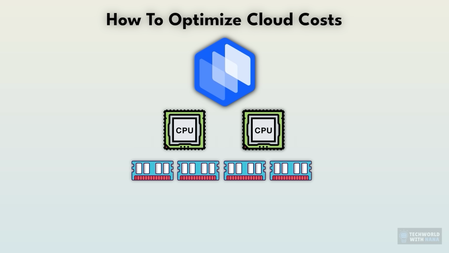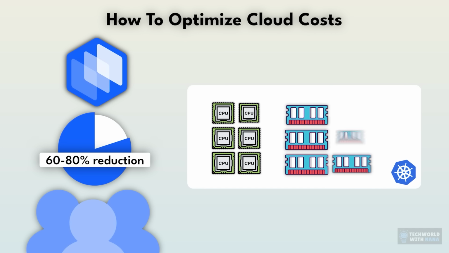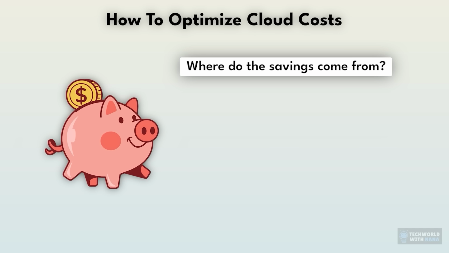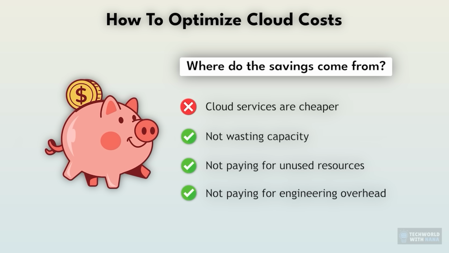And control plane itself claims that customers typically see on the order of 60 to 80% savings in cloud compute costs compared to running and over provisioning their own Kubernetes and surrounding infrastructure directly on the cloud providers. The savings come not because the underlying cloud services are cheaper, but because you're not wasting capacity and paying for something you're not using, plus you're not paying for all the engineering overhead of stitching everything together manually.